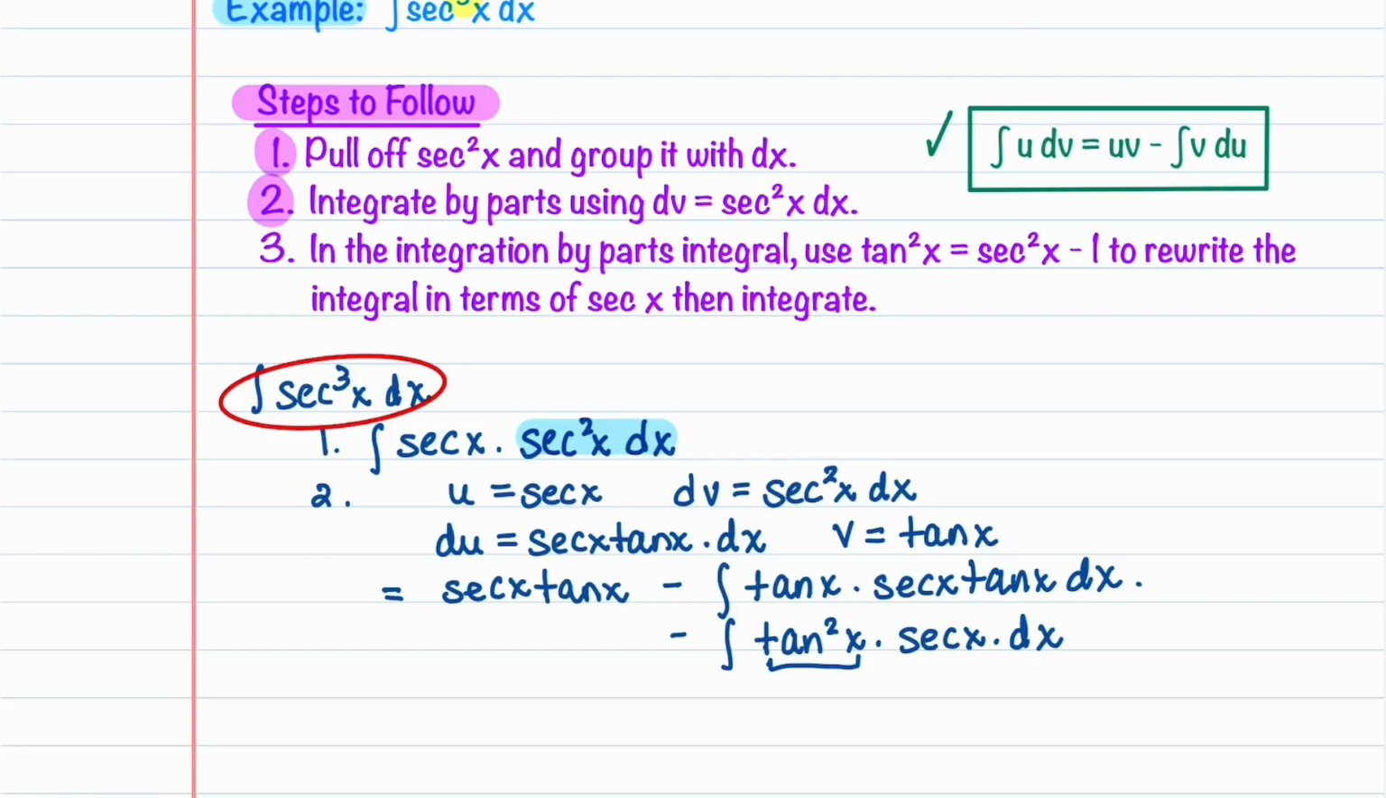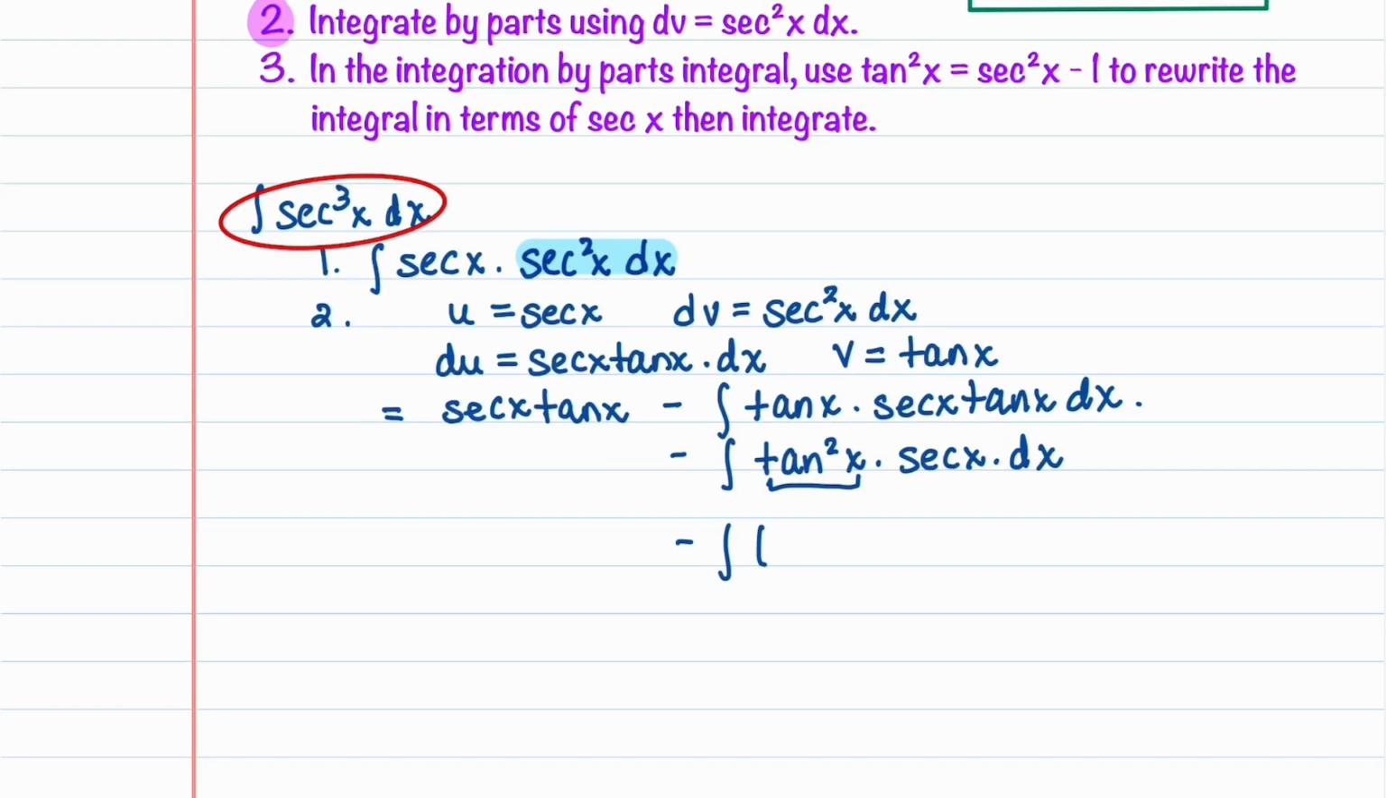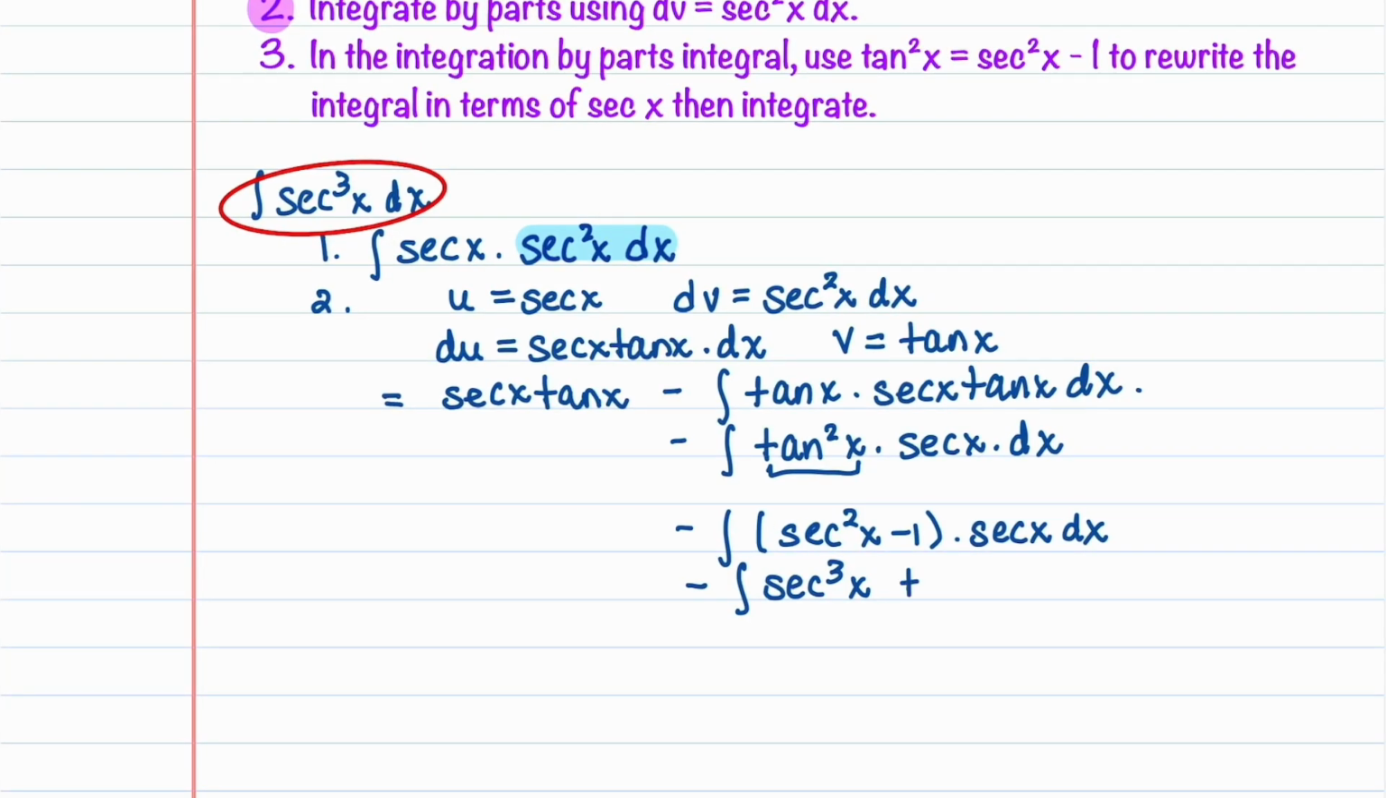We are going to make the substitution. Tangent squared is secant squared x minus 1, and we multiply that by secant x dx. So this becomes minus the integral of secant cubed x, and then we have a minus and a negative, so this is plus the integral of secant x dx.